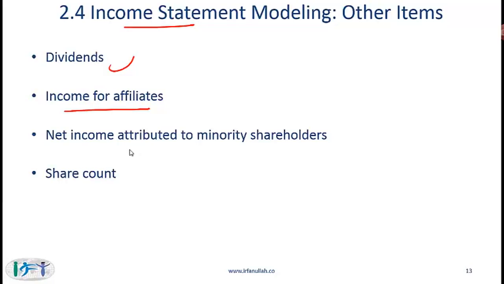When we have consolidation, then a part of the net income is allocated to minority shareholders. We need to understand that. If we are doing earnings per share calculations for the future, then we also need to have a sense for what the forecasted number of shares will be.